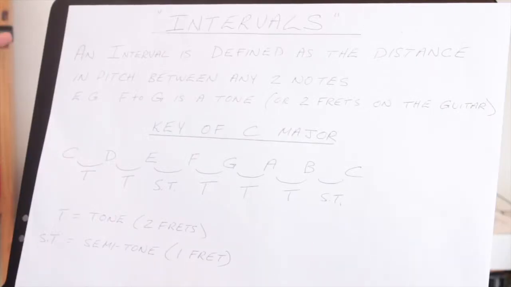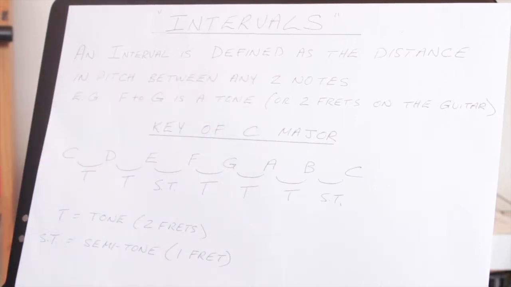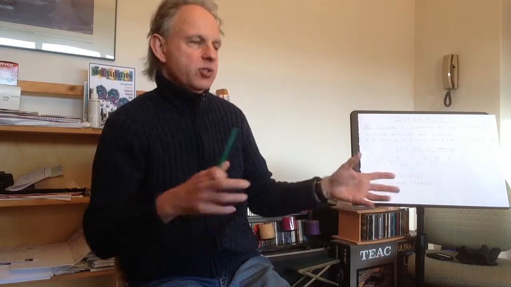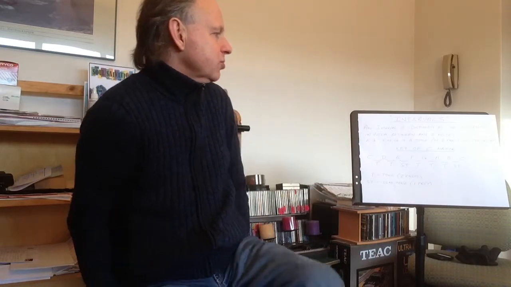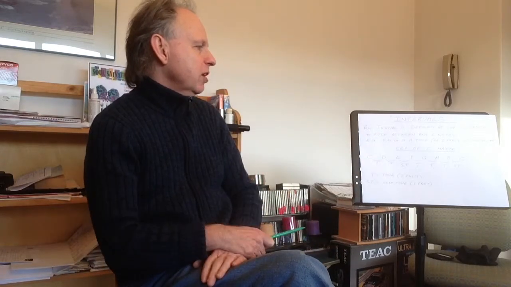An interval, as we've got on our screen here, is defined as the distance in pitch between any two notes. For example, on the guitar, F to G is a tone or 2 frets. Okay, we'll talk about the keyboard in just a moment. In any major key, we have a set given sequence of intervals of tones and semitones. So I always like to start with explaining the system of tones and semitones.